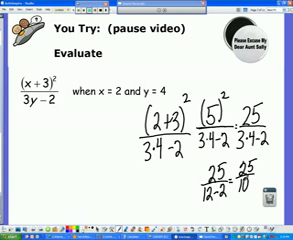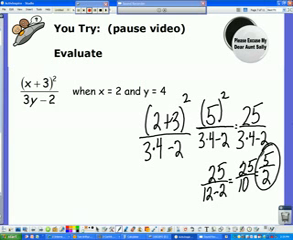Since 25 will not go into 10 evenly, we can simplify that. You can divide both of them by 5. So 25 divided by 5 will give us 5. 10 divided by 5 will give us 2. And we can just leave that answer as an improper fraction, 5 over 2.